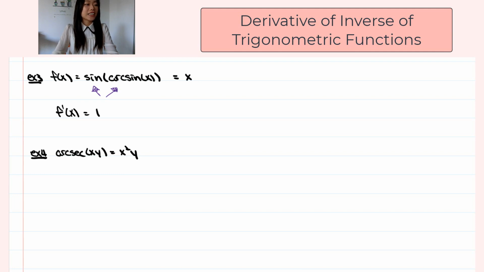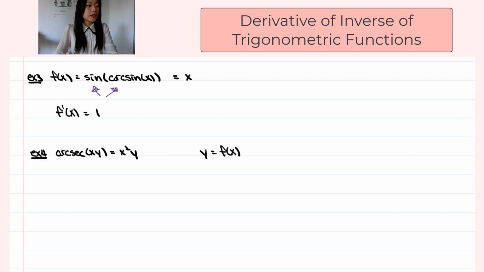Now let's look at the last example. Arcsecant of xy equals x squared times y. Here we have an equation that includes x and y, but it is hard to write y as a function of x. It is impossible to isolate for y and write y as a function of x. So we have to use implicit differentiation. We take derivative on both sides and then isolate for y prime.